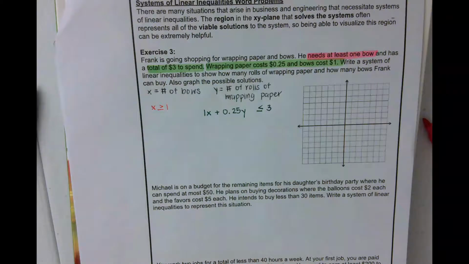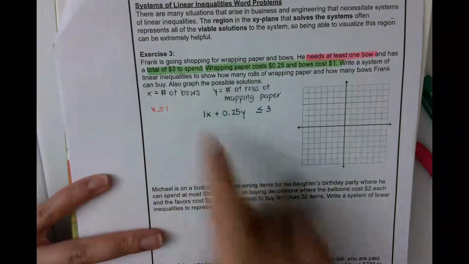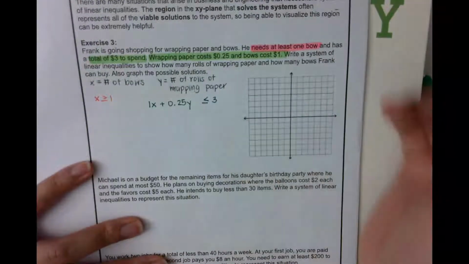So now I'm going to graph. Since x is the number of bows, I'm going to label my x-axis here bows.